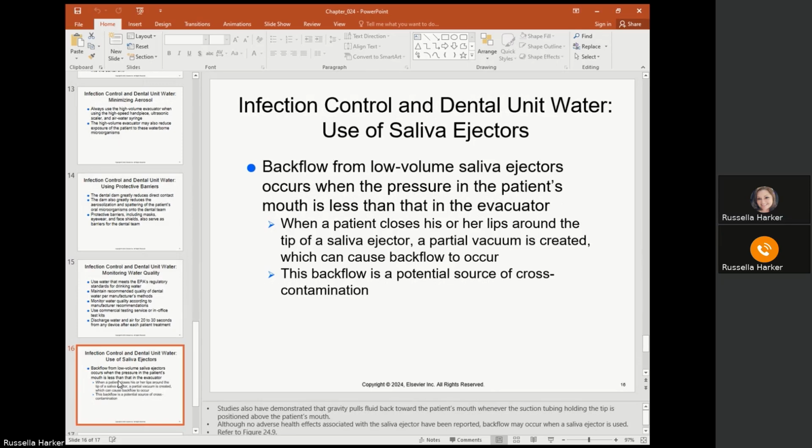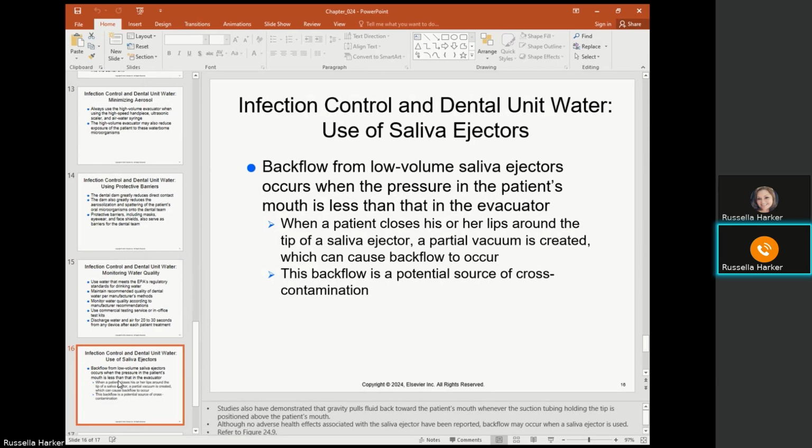And with backflow from low volume saliva ejectors, like I talked about earlier, this occurs when the pressure in the patient's mouth is less than that in the evacuator. When a patient closes his or her lips around the tip of the saliva ejector, a partial vacuum is created, which can cause backflow. That's a potential source of cross-contamination. That's when the patient can close around the saliva ejector and it can create a vacuum and it can draw things back from inside of the tubing into the patient's mouth. We do not ever want that to happen.